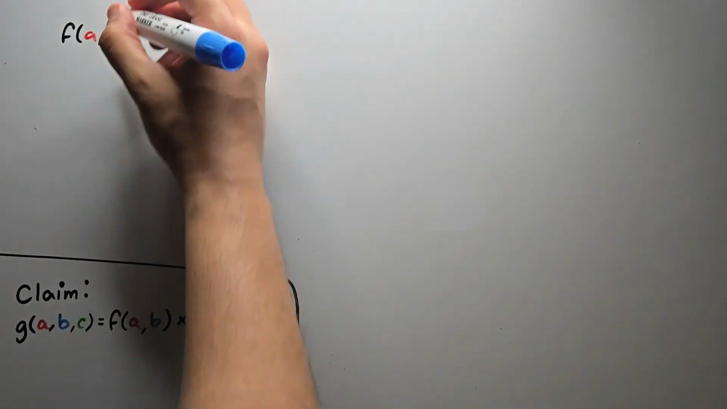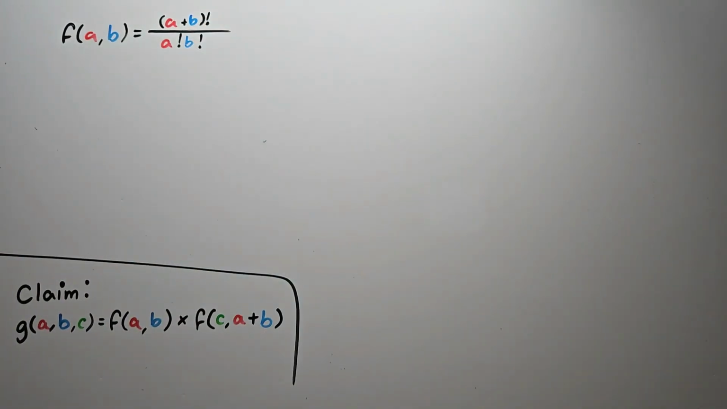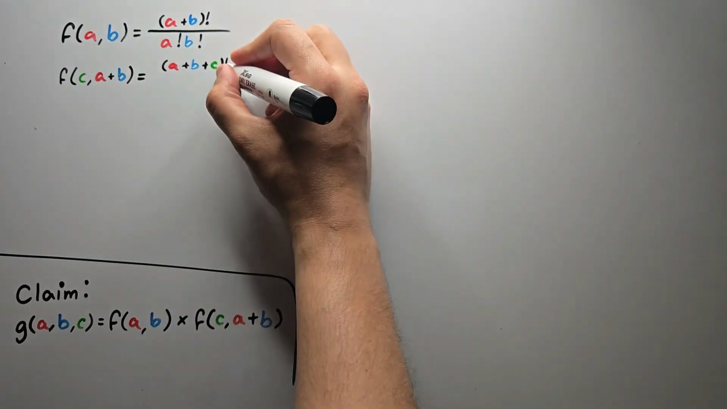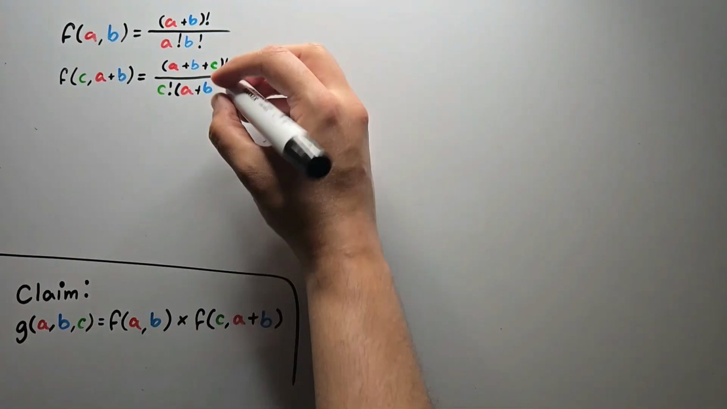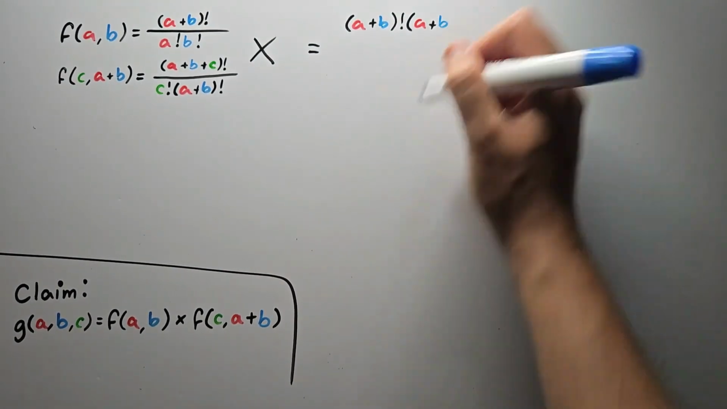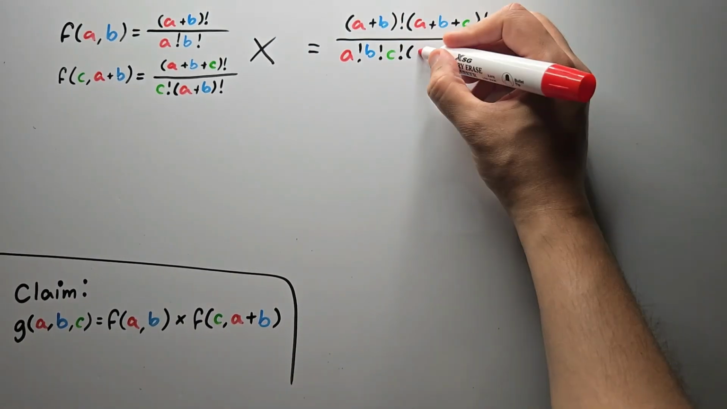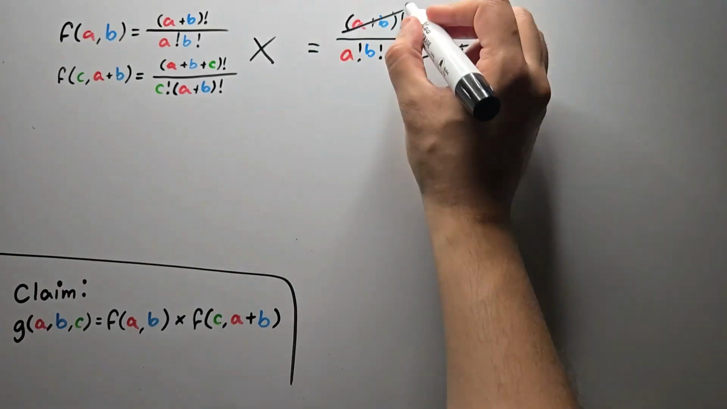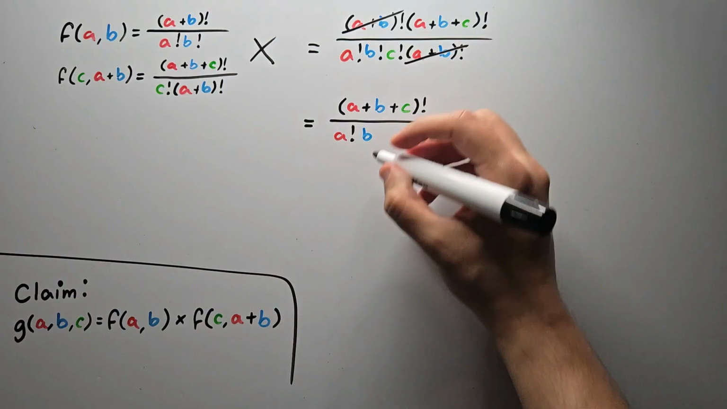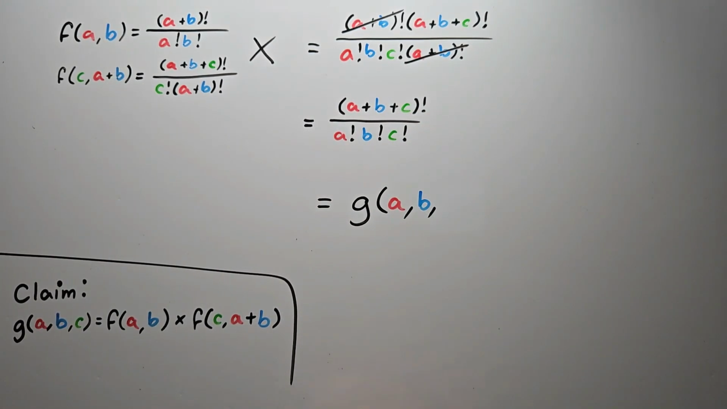We can see that f of a, b is equal to a plus b factorial divided by a factorial times b factorial, and f of c, a plus b is equal to a plus b plus c factorial divided by c factorial times a plus b factorial. When we multiply these together, we see that they're equal to a plus b factorial times a plus b plus c factorial divided by a factorial times b factorial times c factorial times a plus b factorial. And cancelling out the a plus b factorial, we're left with just a plus b plus c factorial over a factorial b factorial c factorial, which by definition is equal to g of a, b, c, thus proving our claim.